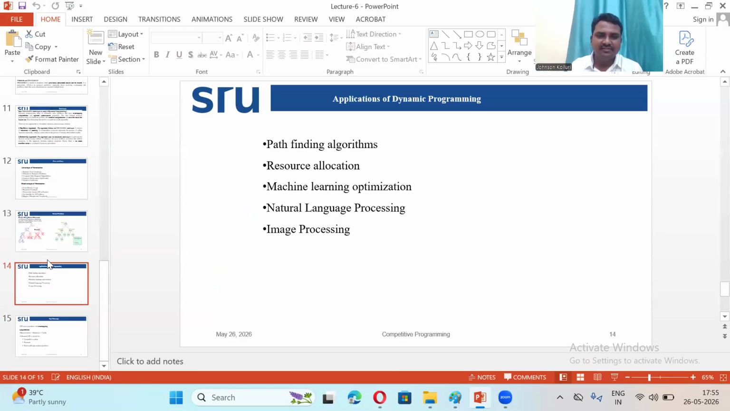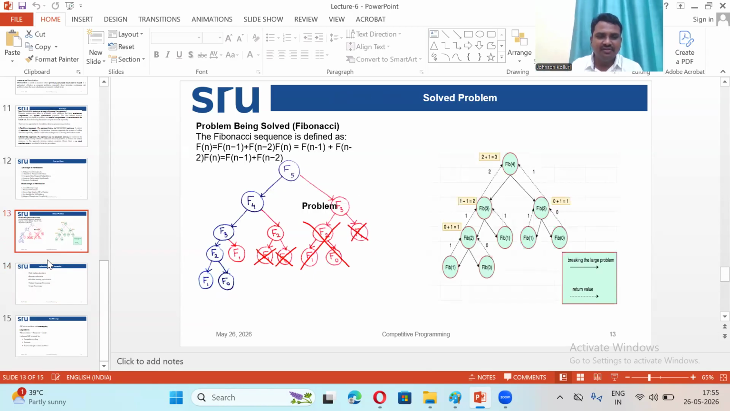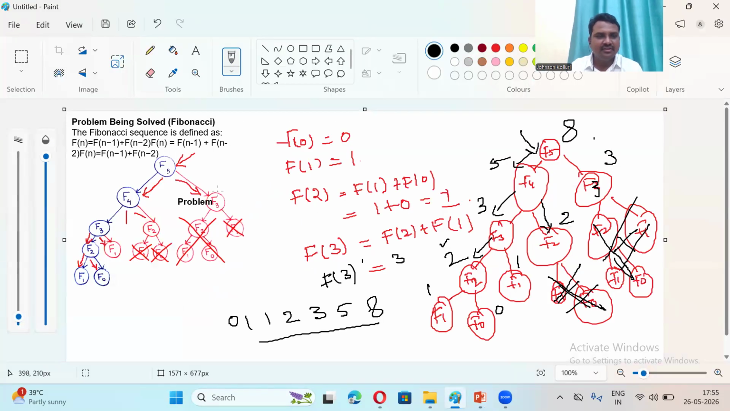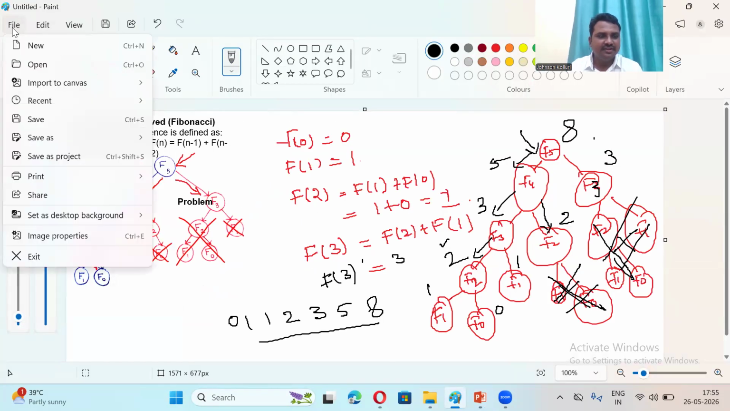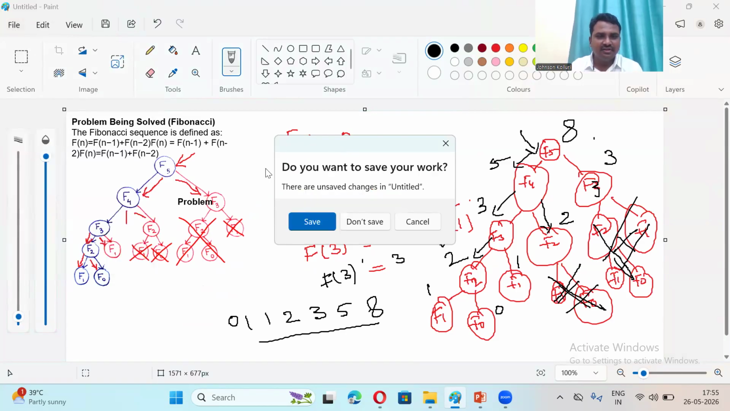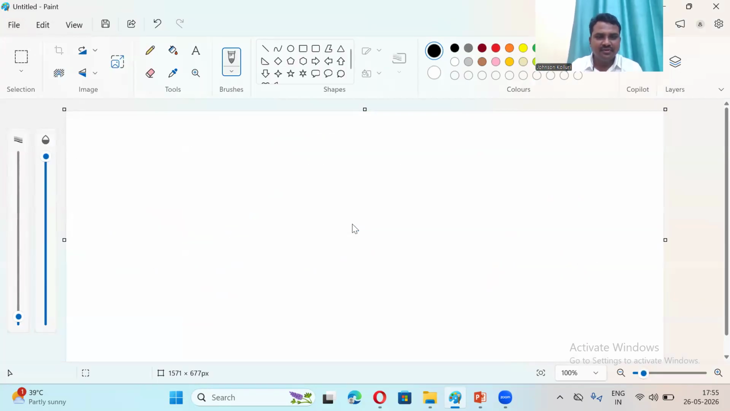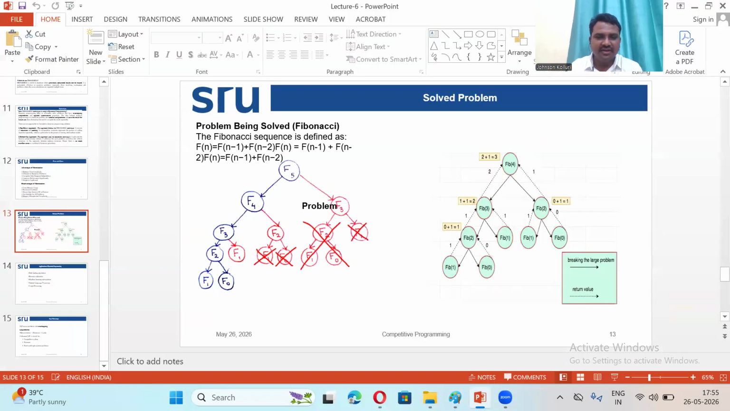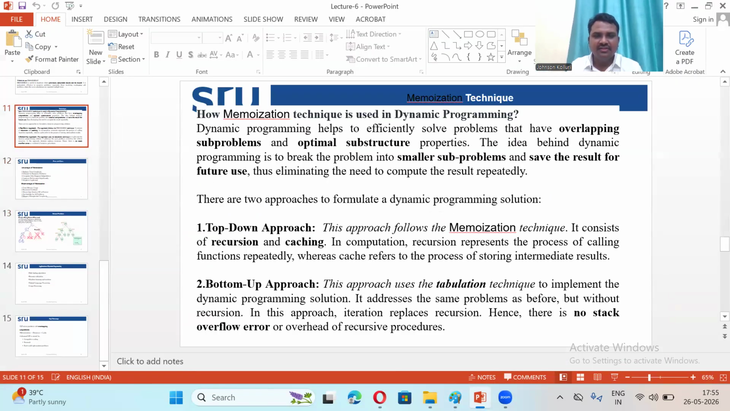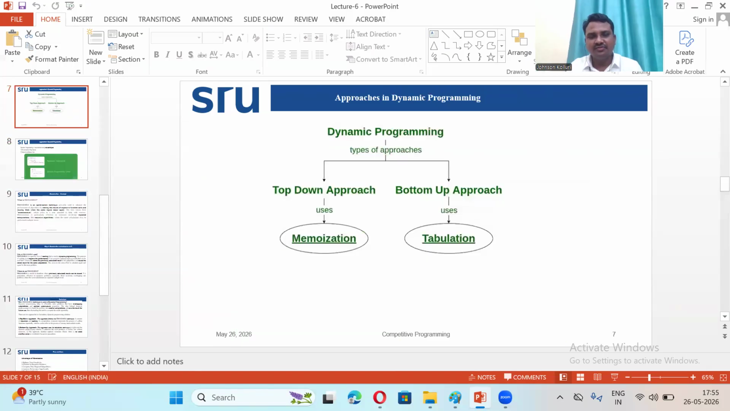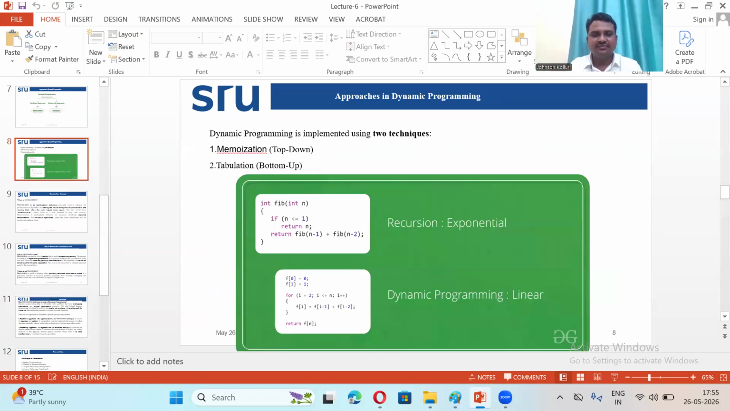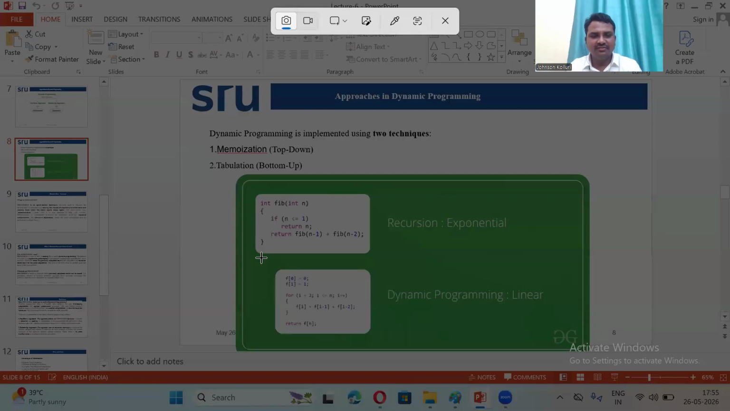Okay, this is the concept of memoization. Then we'll see the tabulation mechanism. The tabulation technique is very simple compared to memoization. You can see here for tabulation, there is no recursion. We are just using the array concepts.